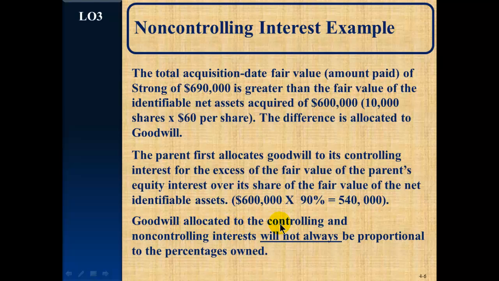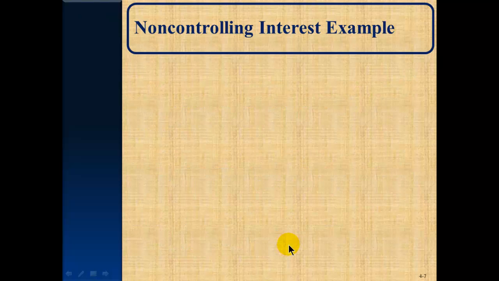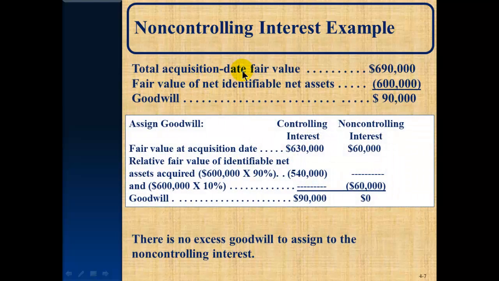Goodwill will be allocated between my controlling interest and the NCI, and it will not always be proportional to the percentages owned. Now, what do we mean by that? You'll actually see this in the comprehensive problem at the end, in the other video lecture. But let's walk through a simple example here. We know that the total fair value, remember that 690,000, was the sum of 630,000, which was 9,000 shares times $70 a share, and then 1,000 shares times $60 a share. That's where we got the 690.